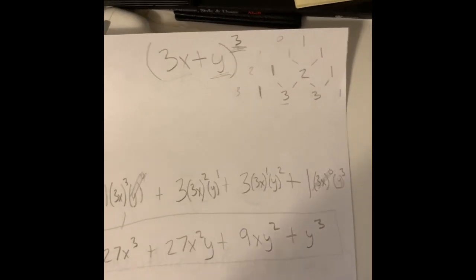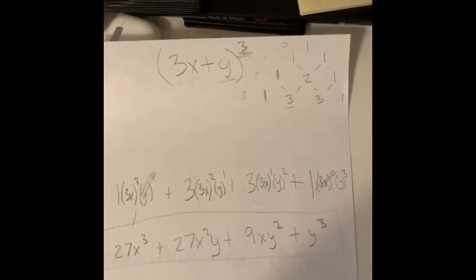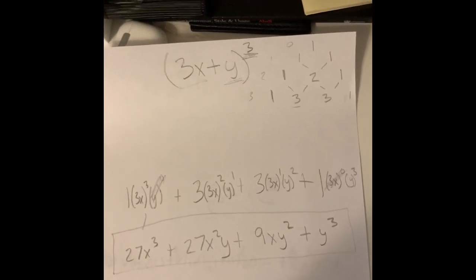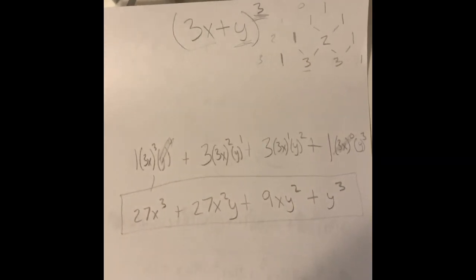3x plus y cubed to get 27x cubed plus 27x squared y plus 9xy squared plus y cubed. And that's the binomial theorem in a nutshell.